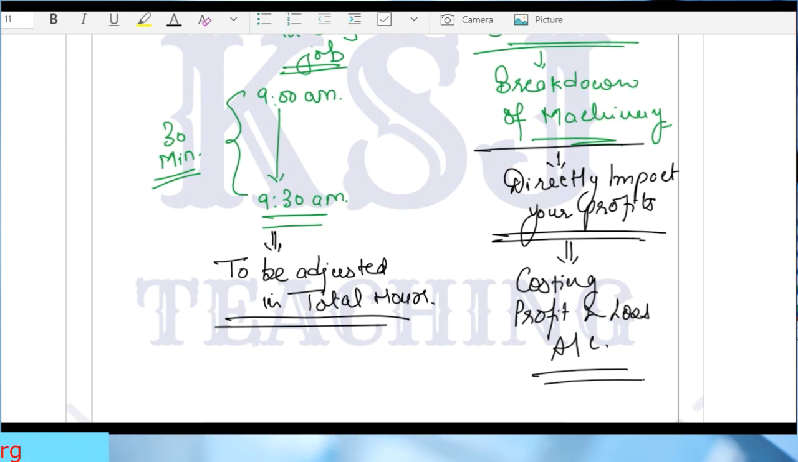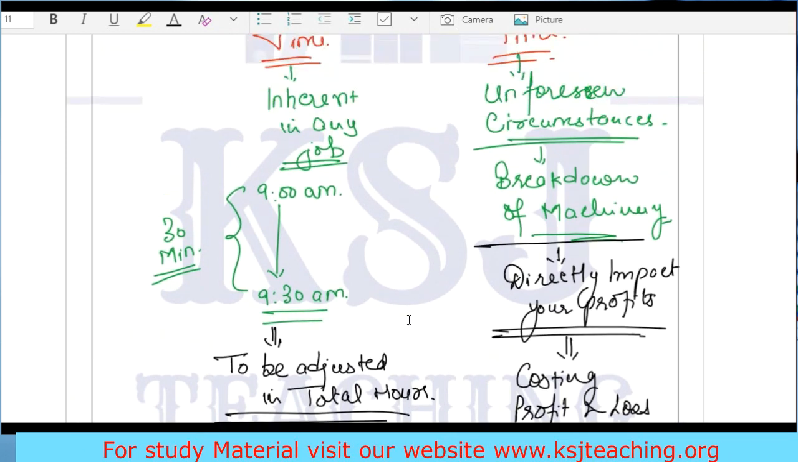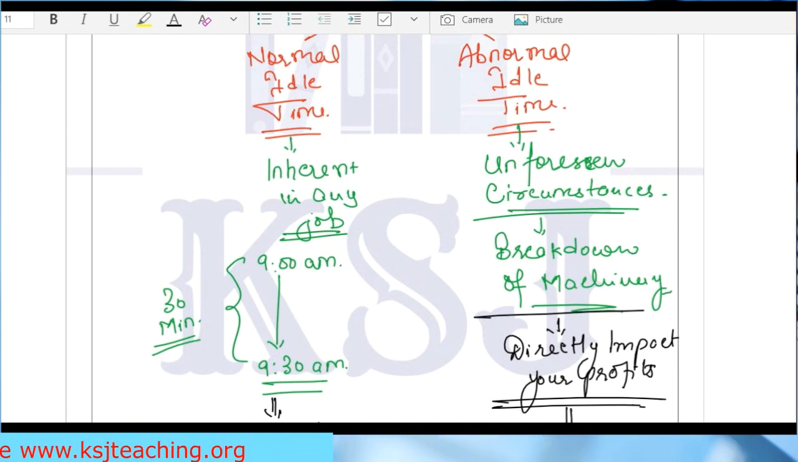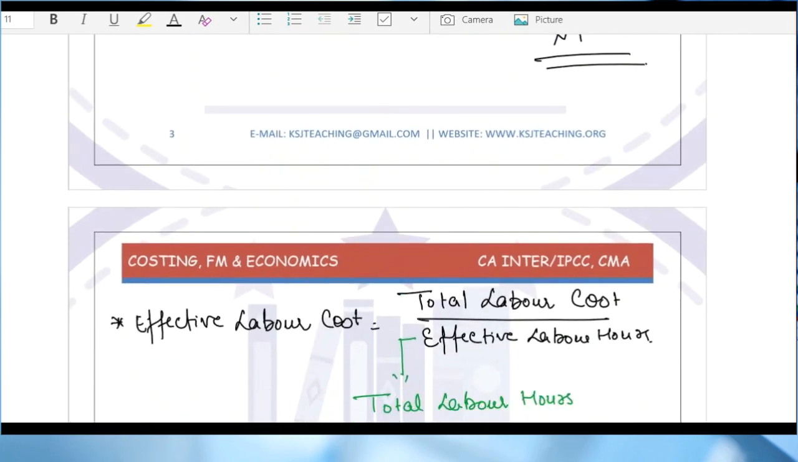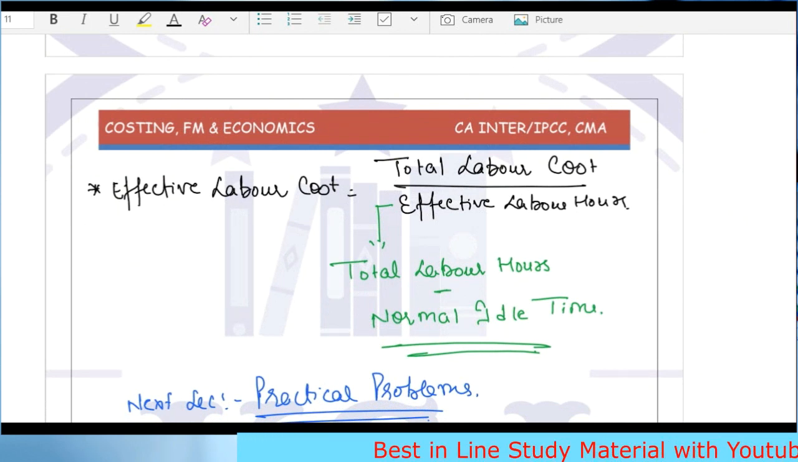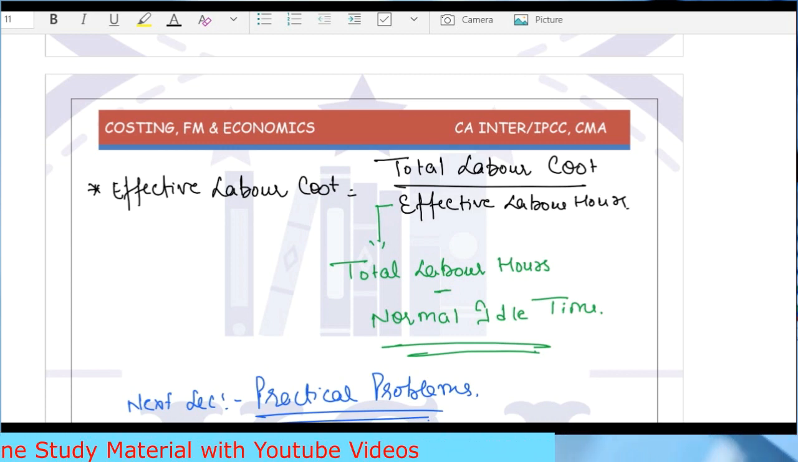I hope those of you who have my handbooks have gone through them and revised these topics, the first 2-3 pages of the chapter, in which we covered normal idle time, what abnormal idle time is, what the reasons for it can be, and how to treat it. Okay. So, effective labor cost, I told you how to calculate: total labor cost divided by effective labor hours. That means for the number of hours that were effectively used for production.